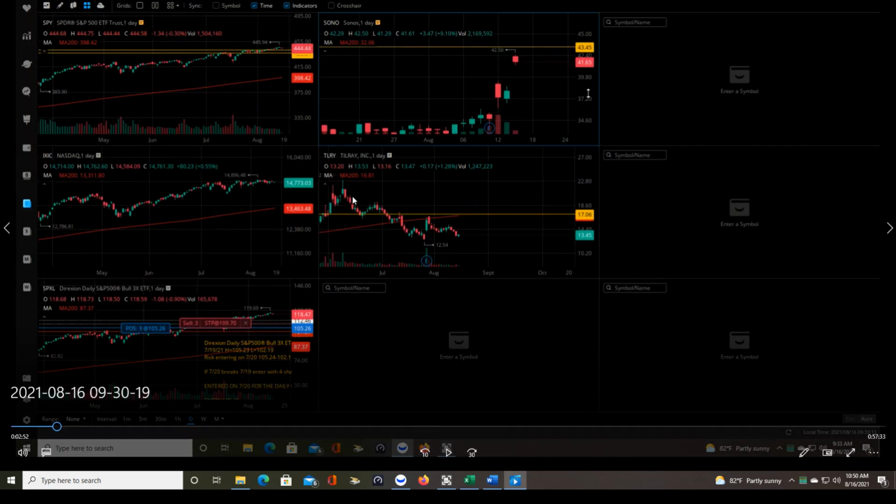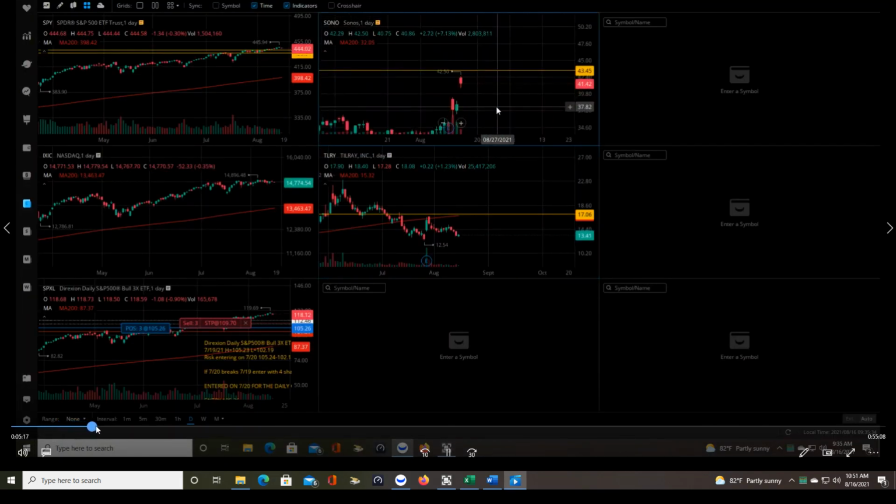This is something that popped up on my screener. TLRY met my screener criteria but does not meet my chart criteria. We're looking at the daily chart again, and you can see here's the 200 MA line, and the price is trading below it. So no matter what it does throughout the day, I cannot be looking for a trade on TLRY because it does not meet my plan criteria.